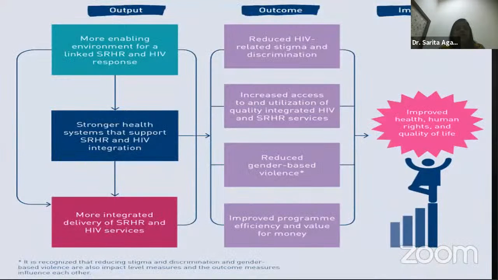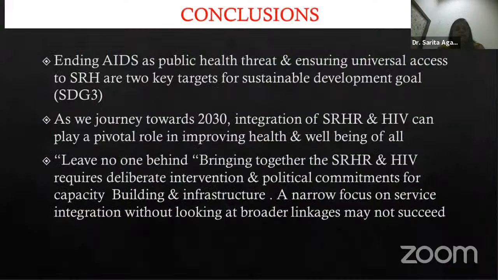So this is a flow chart showing the inputs: a more enabling environment for a linked SRHR and HIV response, a stronger healthcare system, and more integrated delivery. The outcomes are in the form of reduced HIV-related stigma and discrimination, increased access to and utilization, reduced gender-based violence, improved programs, and ultimately a very healthy community with satisfying results.